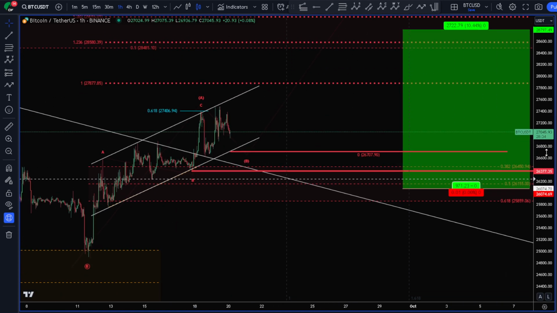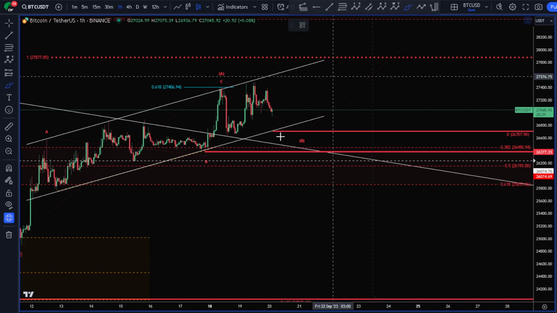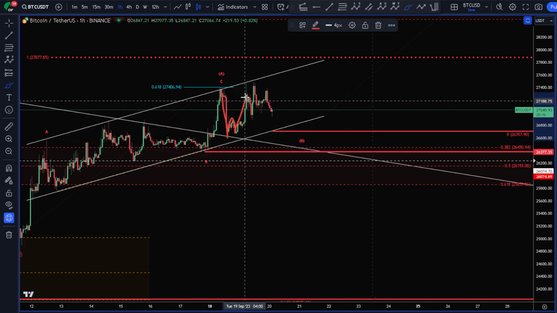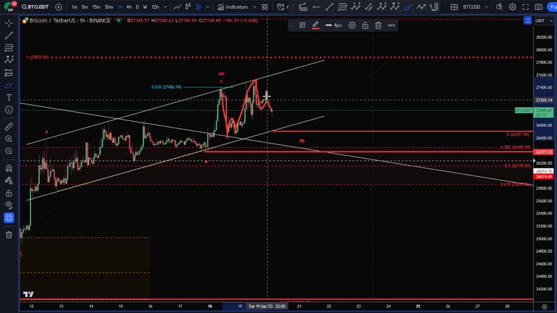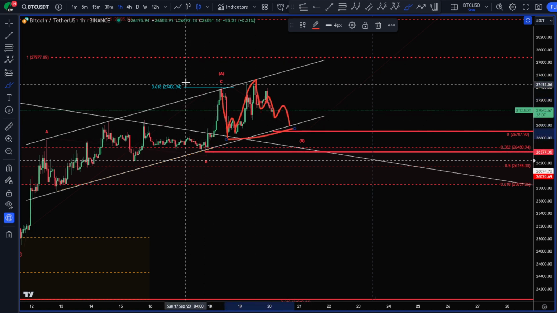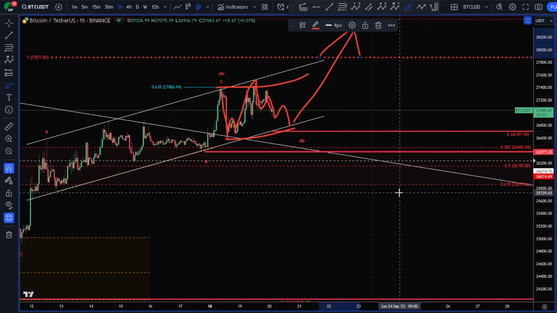We're now making a running flat or expanded flat correction, which looks like this. We have 3 waves down. You can see on Binance, we have 3 waves down. We have an A, B, C here for our B wave, and potentially making 1, 2, 3, 4, 5, something like that in a channel before we make our next move to the upside, like so.